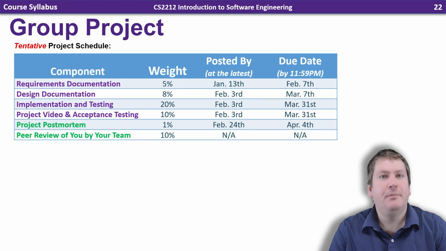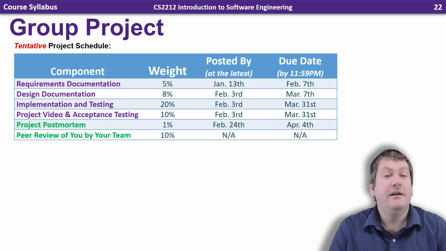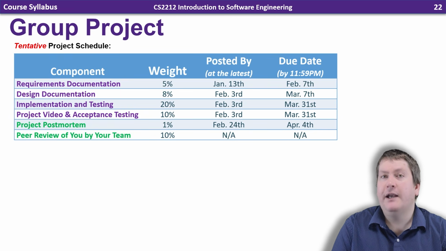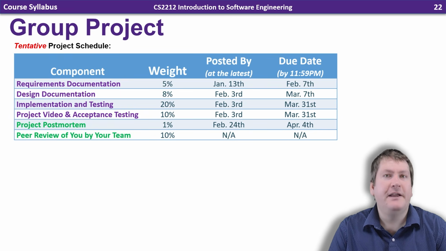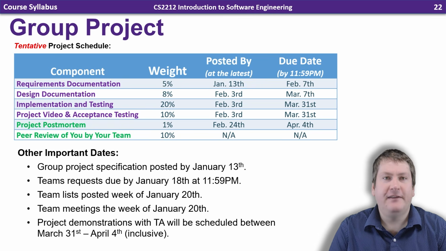So you can see in this table, we have the weight of each of these components in terms of your final grade, the date that they'll be posted on OWL, as well as the date that they're going to be due. All due dates are at 11:59 p.m. on the day listed.